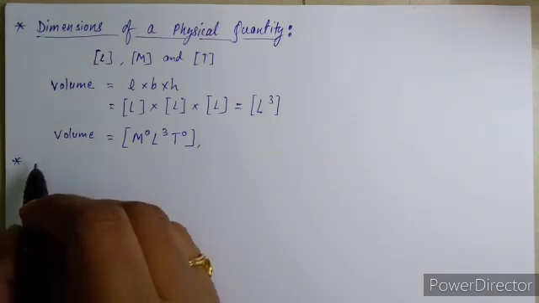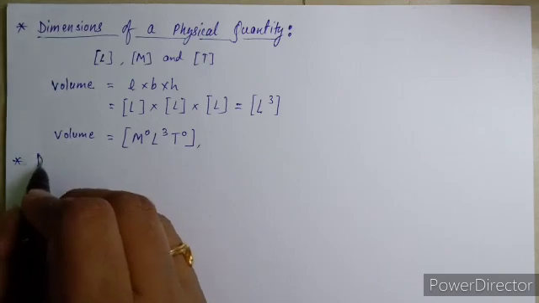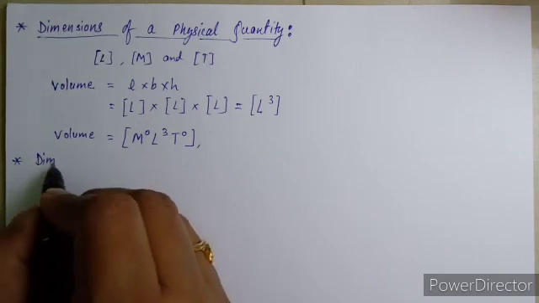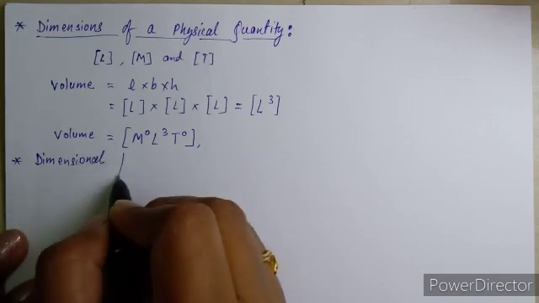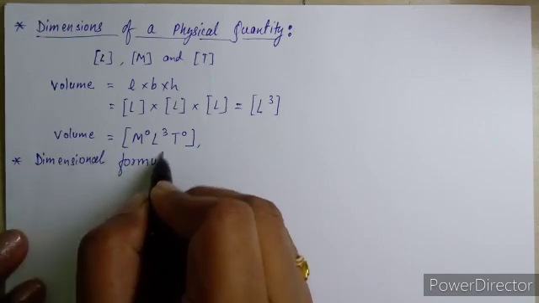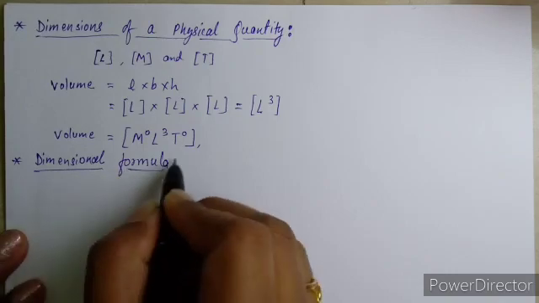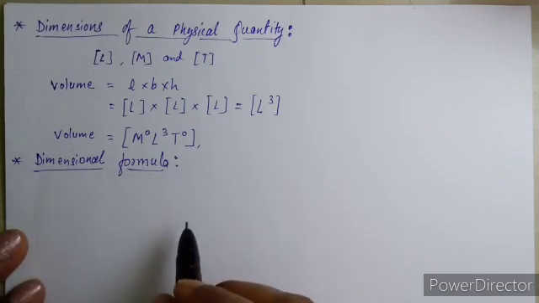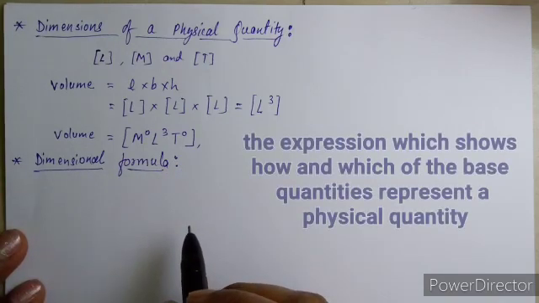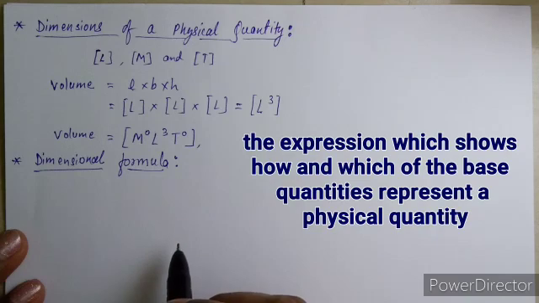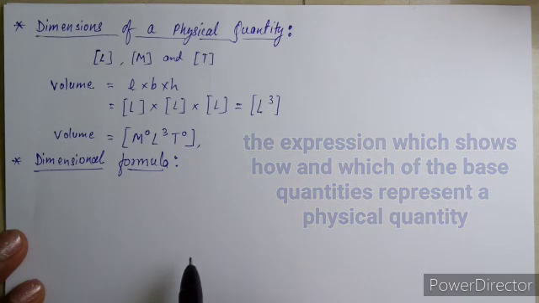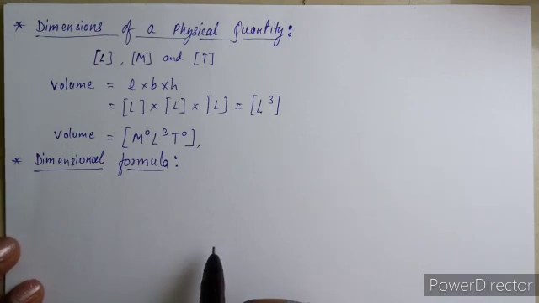Our next topic is dimensional formula. Dimensional formula: the expression which shows how and which of the base quantities represent a physical quantity is called the dimensional formula of the given physical quantity.